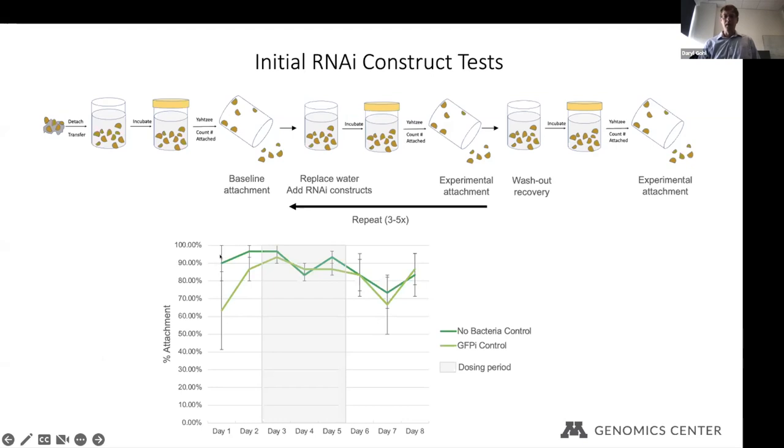And so what you can see is that when we have a no bacteria control, or a control where we're adding in double-stranded RNA against a target of GFP, this green fluorescent protein, which is a jellyfish protein that's not present in zebra mussels, we don't see any effects on attachment. They kind of bounce around a little bit, but they hover around 80 or 90%.